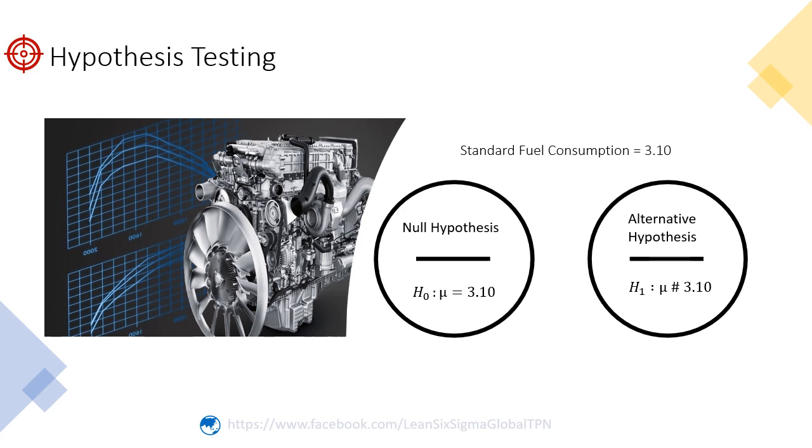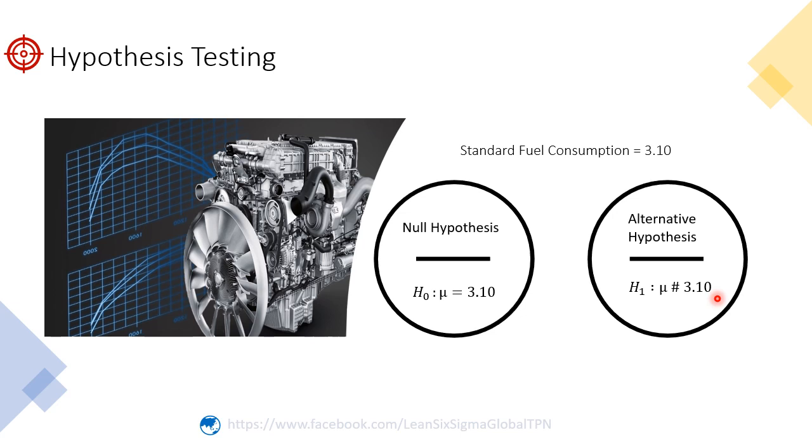The R&D team wants to evaluate the effectiveness of their product by comparing it against the industry standard fuel consumption of 3.10. The null hypothesis is that the mean fuel consumption of a car after using their product is equal to 3.10. The alternative hypothesis is the opposite of the null hypothesis, that the mean fuel consumption of a car is not equal to 3.10. Sometimes the alternative hypothesis is directional or one-sided.